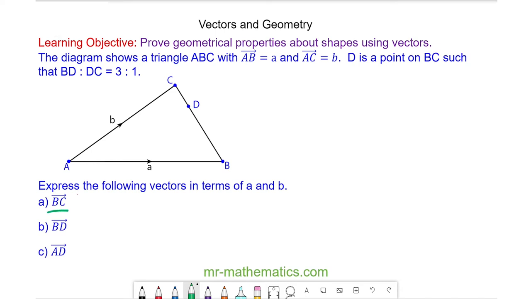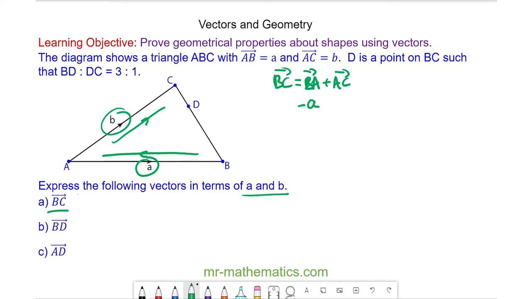So we're going to express B to C in terms of A and B from this diagram. So we can see that B to C is equal to B to A plus A to C, which is here and here. And because we're travelling in the opposite direction of A, this becomes minus A. And we're travelling in the same direction as B, so this becomes positive B. So B to C, we can write as B minus A.